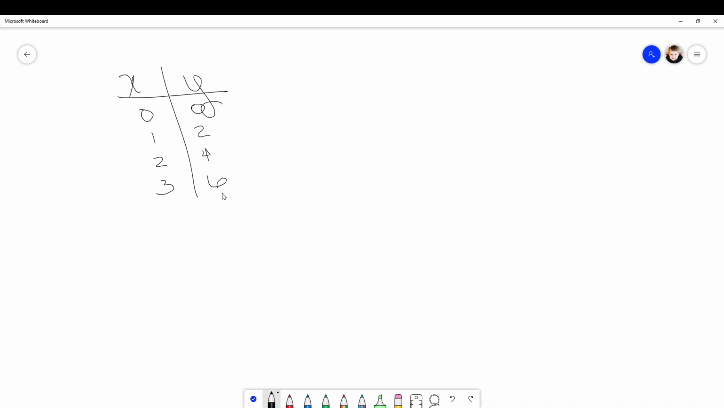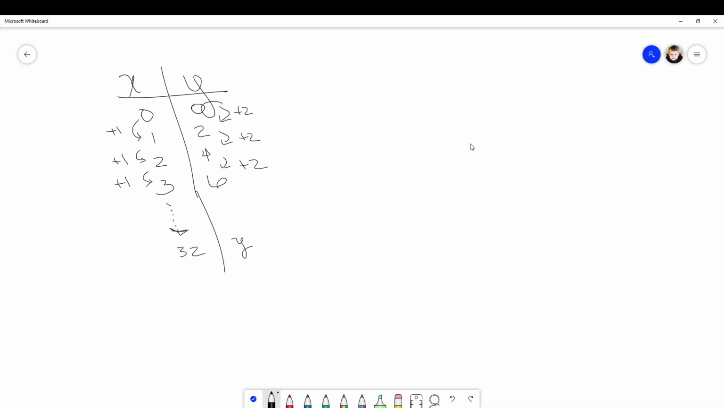Now, if I wanted to know what y was going to be when x is 32, I could count, right? Because I've got this plus 1, plus 1, plus 1, and this is plus 2, plus 2, plus 2. So I could just write it out until I got to 32, and then I would have my y value. But that would take a really, really long time.